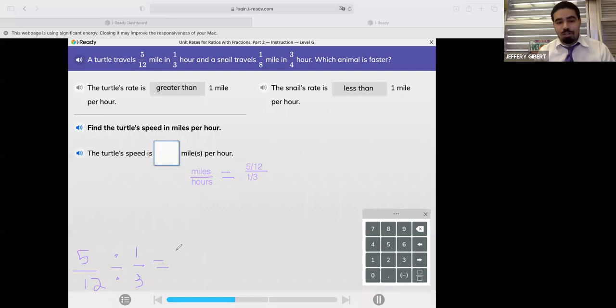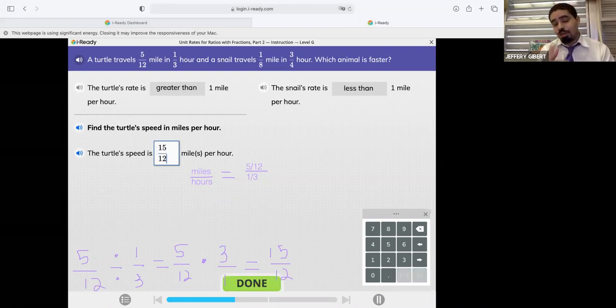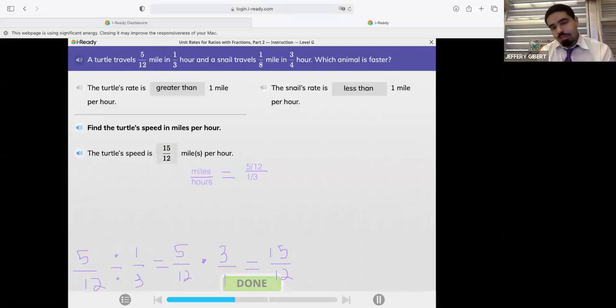When you divide fractions, keep the first fraction the same. Change division to its opposite operation, which is multiplication. And flip the second fraction to its reciprocal. So 1/3 becomes 3/1. 5 times 3, 15. And 12 times 1 is 12. And that's what I had told you all before we even did the problem, off the mental math. 15 over 12. And since the numerator is bigger than the denominator, it's going to be bigger than 1. That's right. You can also think about the turtle's speed as 1 1/4 miles per hour.